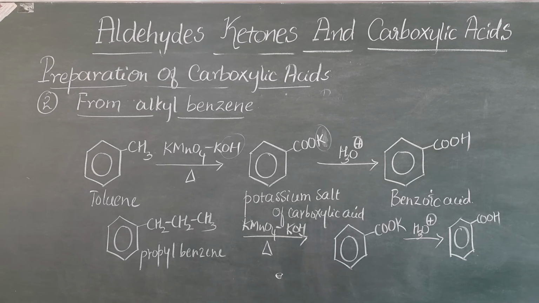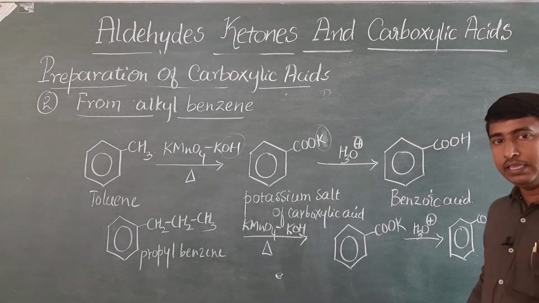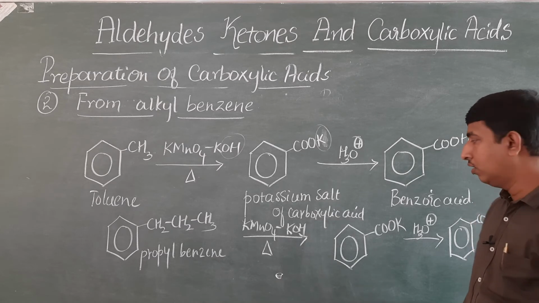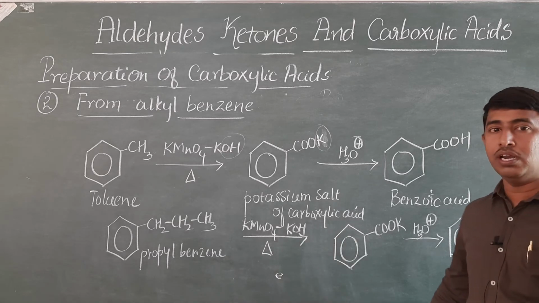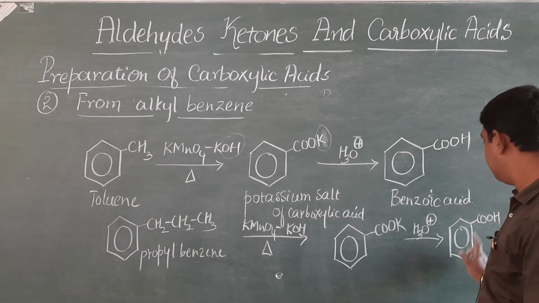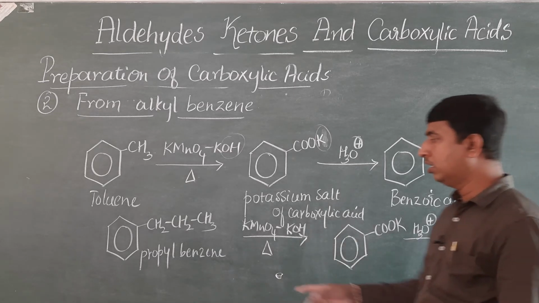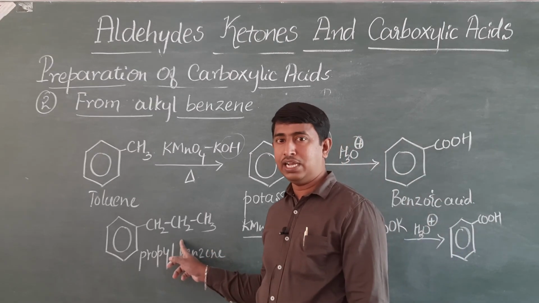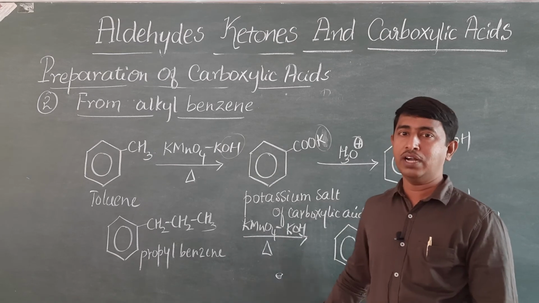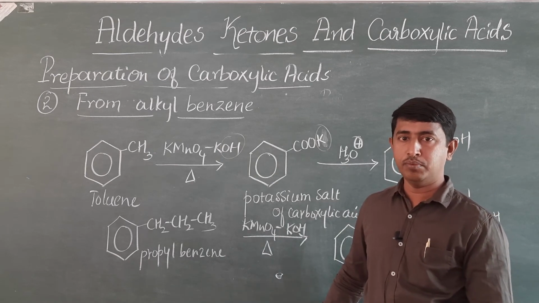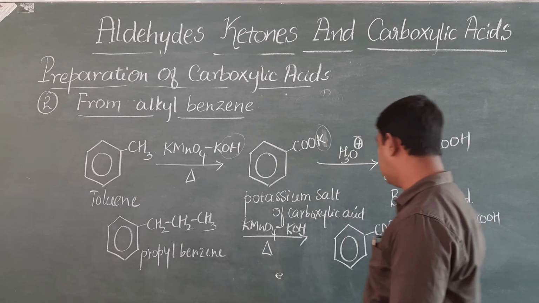So maybe butyl benzene, propyl benzene, ethyl benzene or methyl benzene, its oxidation always forms benzoic acid. Then what about the remaining carbon atoms? See, aromatic acid contains only one carbon. The initial compound contains 3 carbon atoms. So the other 2 carbon atoms are removed in the form of carbon dioxide and water.